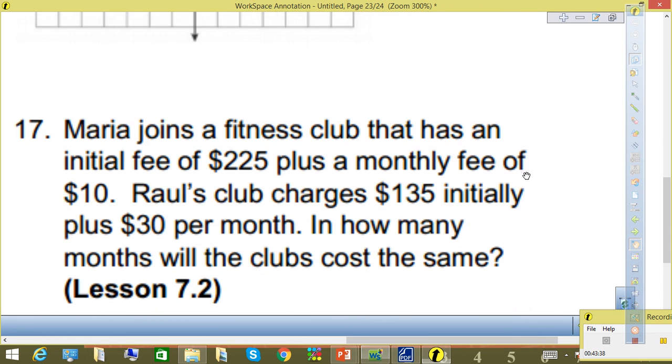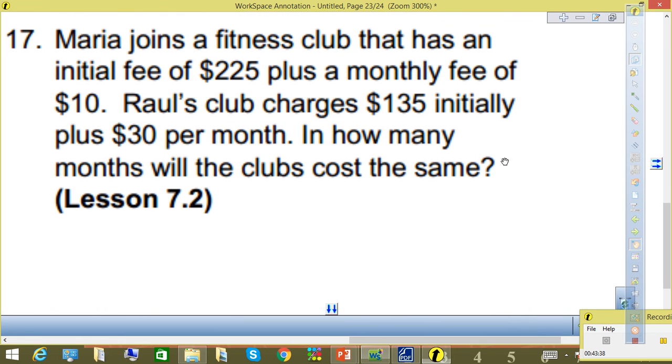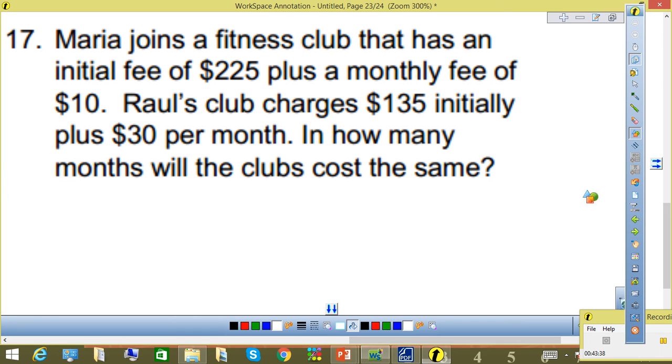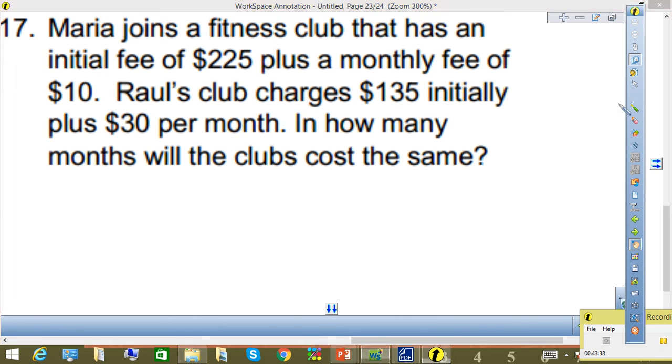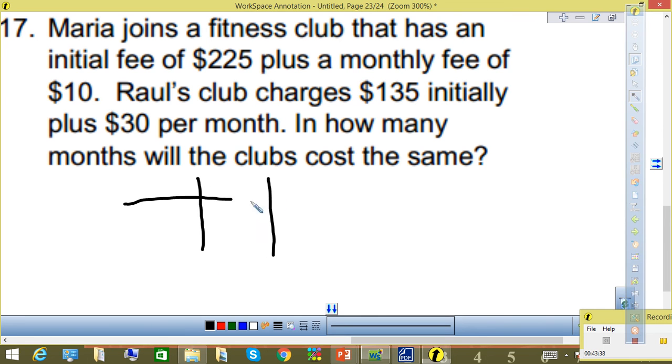Go to 17. Maria joins a fitness club that has an initial fee of $225 plus a monthly fee of $10. Raul's club charges $135 initial fee plus $30 per month. In how many months will the clubs cost the same? So for this one, how many different people are they talking about? 2. So you draw 2 lines down, one across. You label the first one for Maria, I'm just going to label M. The second one for Raul, the letter R. And right here, the total.